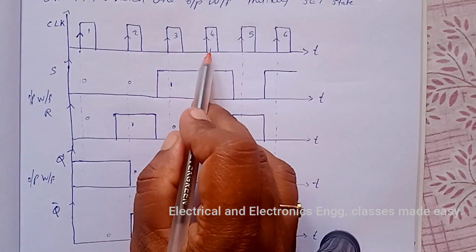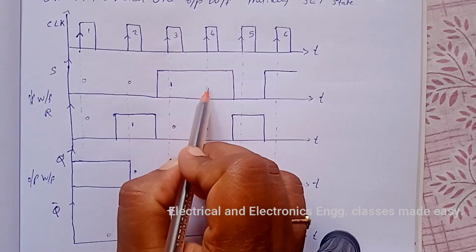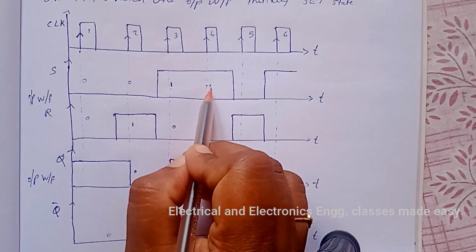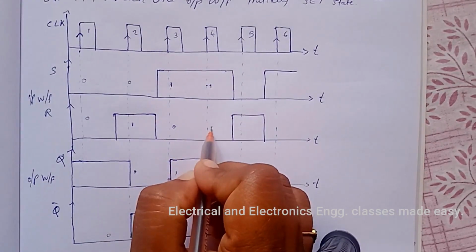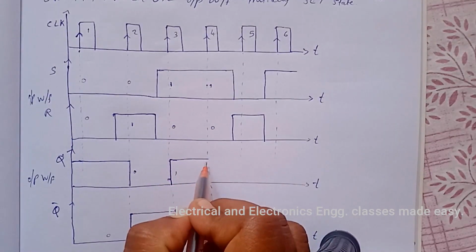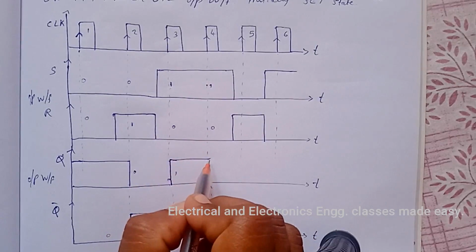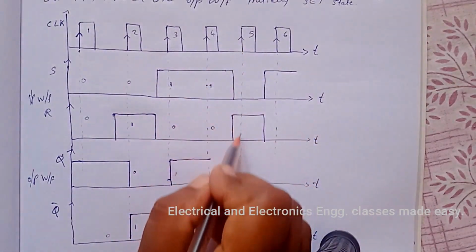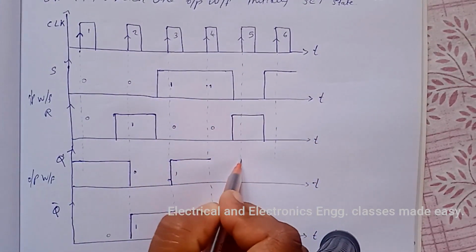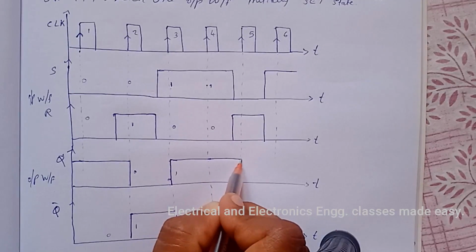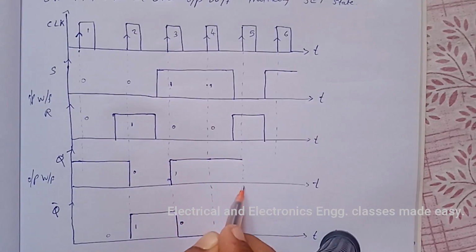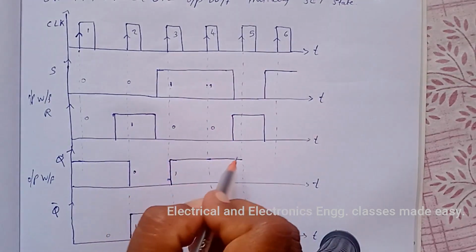And at the fourth clock pulse, S is again high and R is low. That means Q is again high. So it will continue up to the next clock pulse. So up to this point it will be high and this is 0. Q bar is 0.